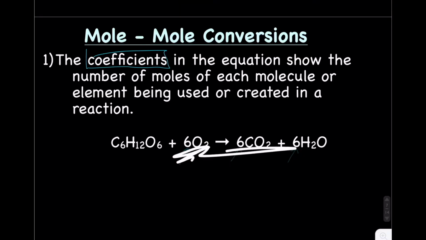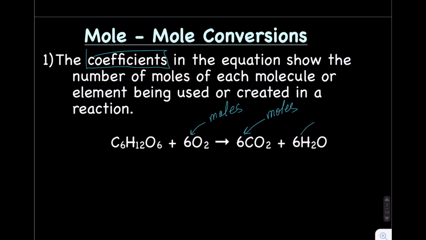Well, it turns out that those numbers, what you could say is that we have 6 moles of oxygen and 6 moles of carbon dioxide and 6 moles of water. And this first one, C6H12O6, has no number there. That doesn't mean we have none of them. Remember, there's an invisible 1 there. So we have 1 mole of C6H12O6.